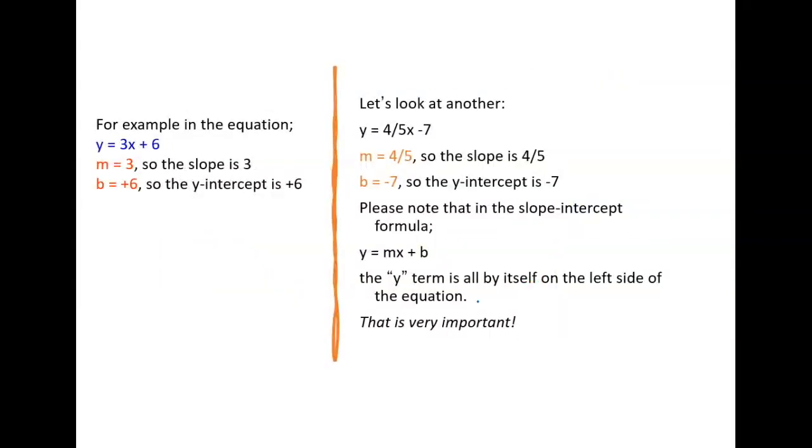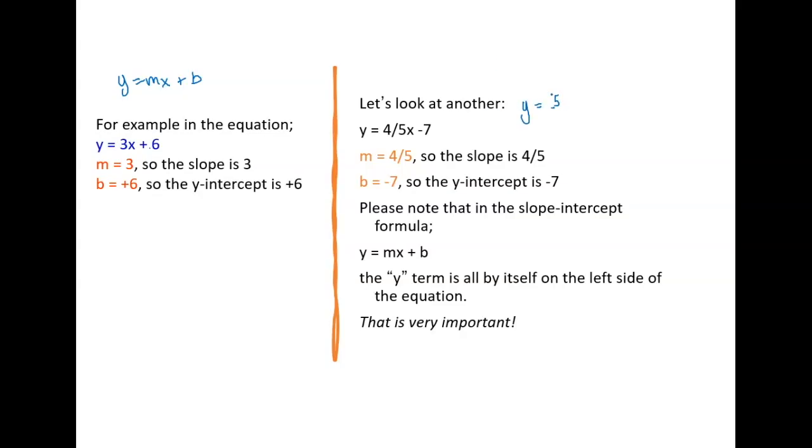For example, if I have the equation y equals 3x plus 6, my slope is 3, because it's the number right beside the x. We have mx plus b. As long as the y is first, y equals something x plus b, my y-intercept is 6. So I have a slope of 3 and a y-intercept of 6. Here's another example. I'm going to write this out.